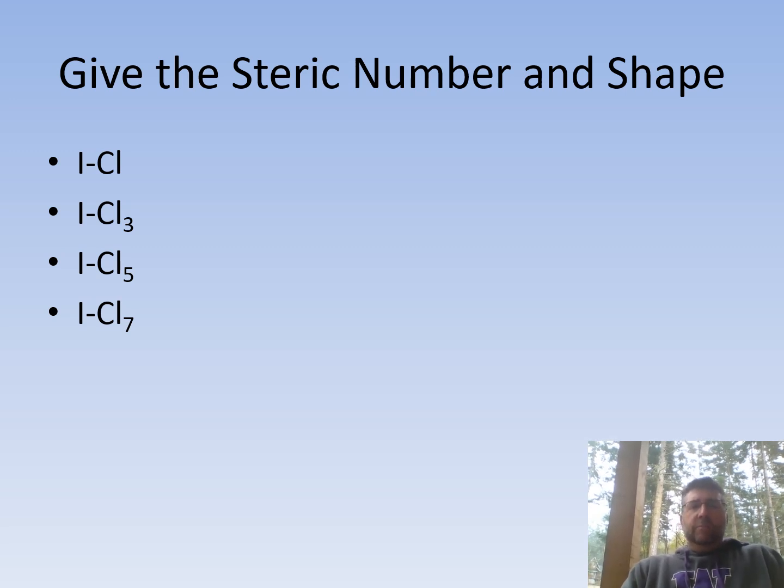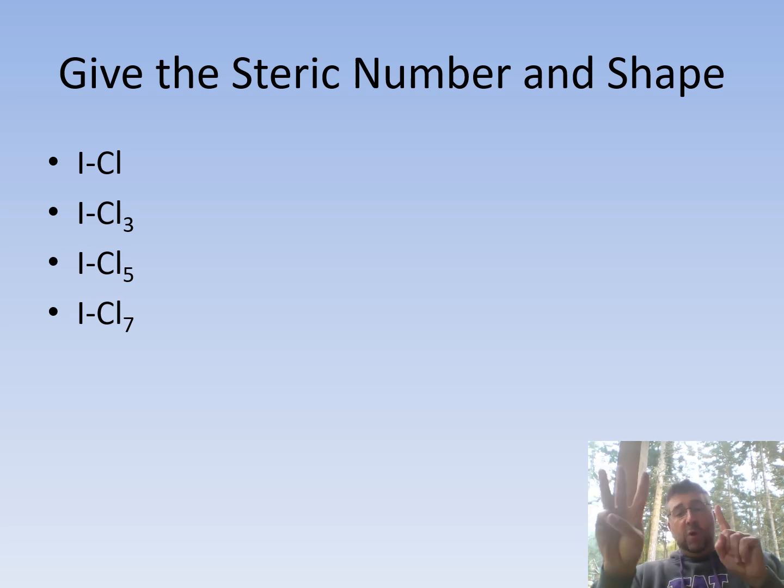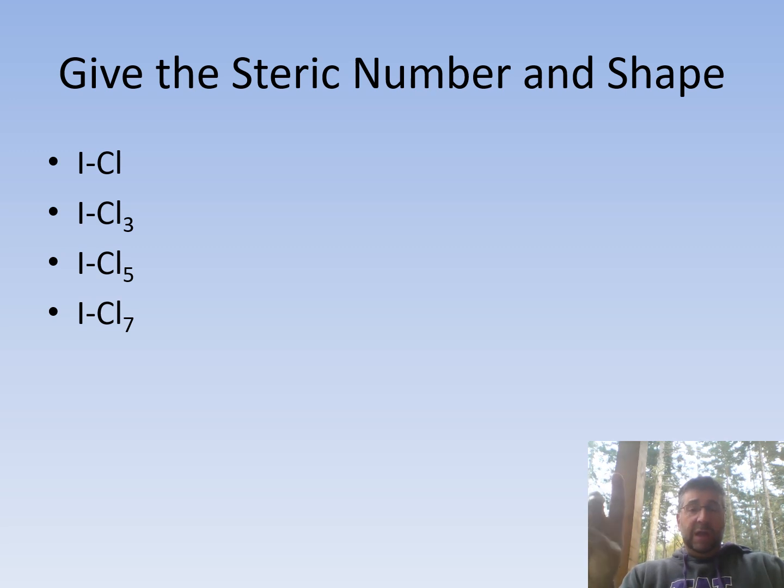Okay, so iodine to chlorine: iodine would have 3 lone pairs plus 1 bond to chlorine, so that would be linear. Iodine to 3 chlorines means 2 of the chlorines broke up a lone pair. So there are 2 lone pairs now and 3 bonds. That would put it at steric number 5. 2 lone pairs, 3 bonds. The 2 lone pairs would have to be on the plane, so that would be T-shaped.